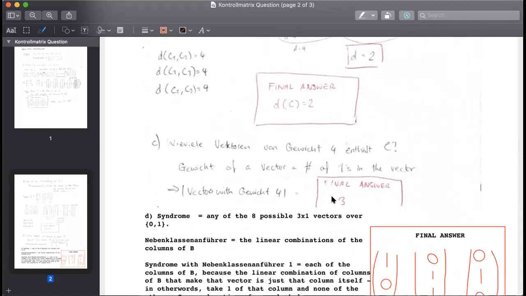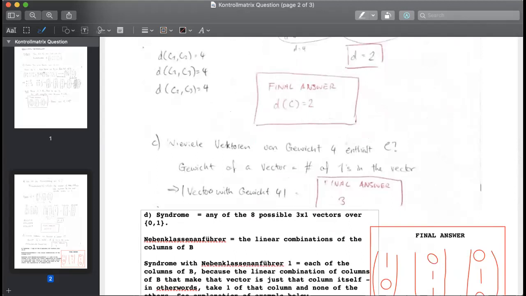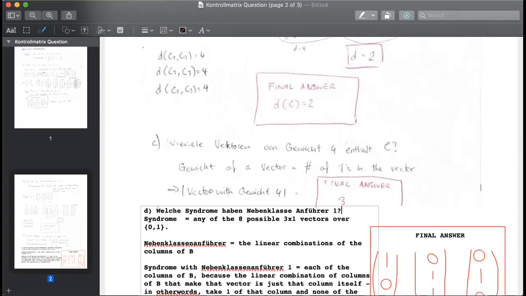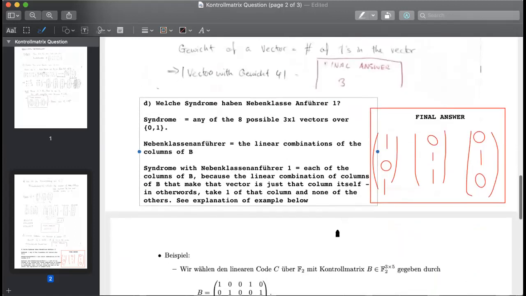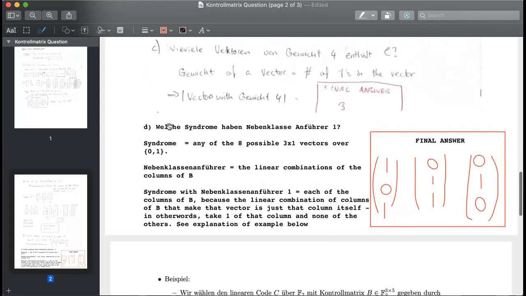The next part is going to ask for, oh, well, I suppose I forgot to write the answer. Syndrome. Yeah, so that's the next question. They're going to ask about syndrome and coset leader 1. So we've got 2 things that we want to define.